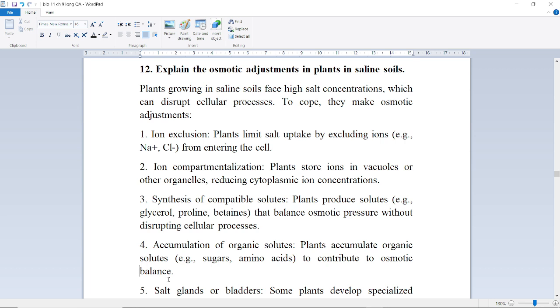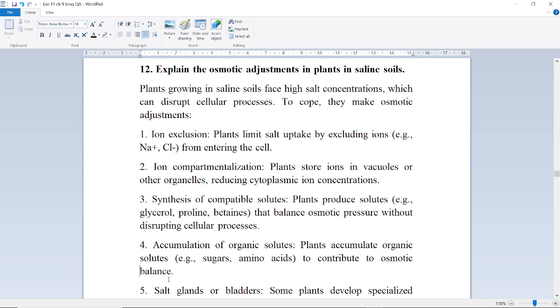First of all, ion exclusion. Plants limit salt uptake by excluding ions, for example sodium and chloride ions, from entering the cell. Ion compartmentalization: plants store ions in vacuoles or organelles, reducing cytoplasmic ion concentration.